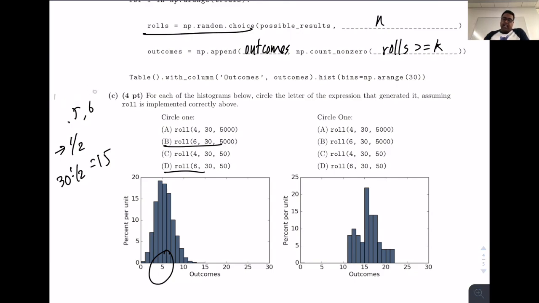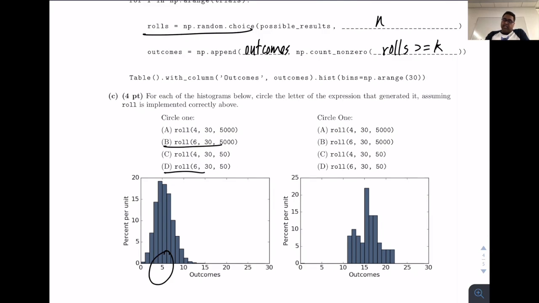But actually, in this case, our distribution is centered around 5, which would lead us to believe that our k wasn't 4, but it was 6, because we only have one value, which is 6. So 30 over 6 is 5, and we only have one value here. So we know it's either going to be B or D by that logic. And then the way to figure out if it's B or D is to look at the tail end behavior, actually, right?